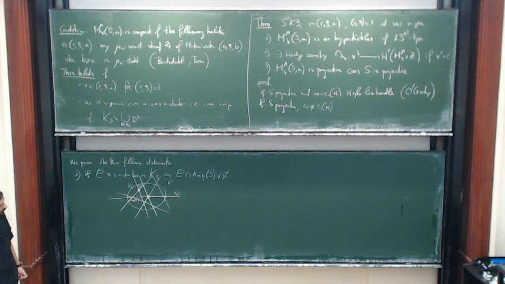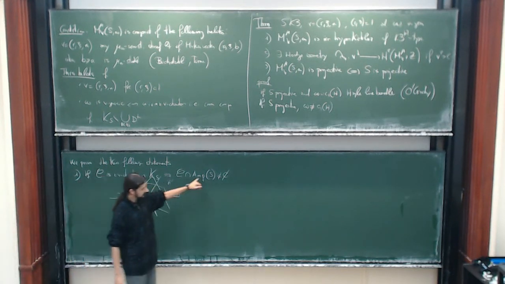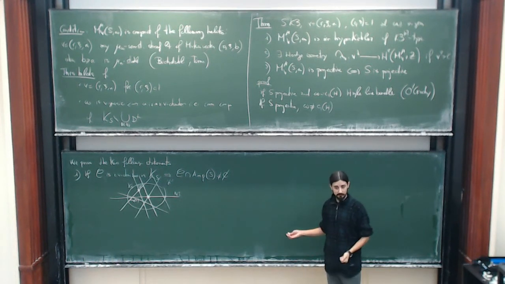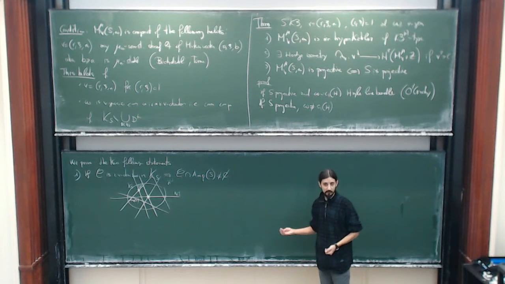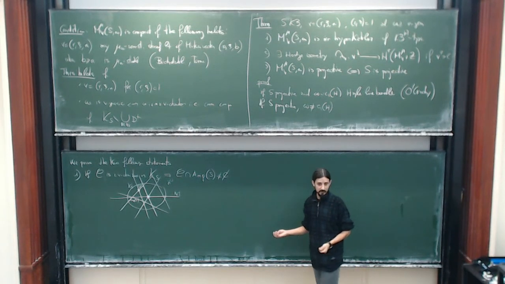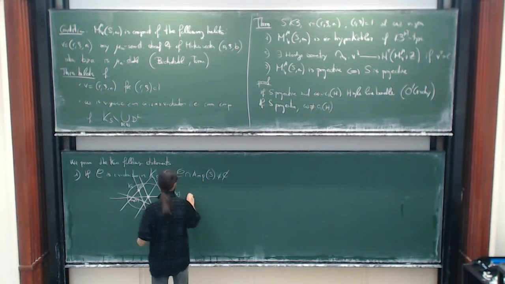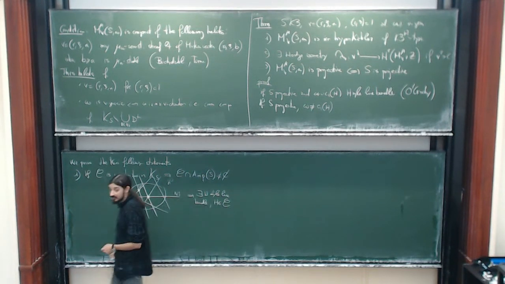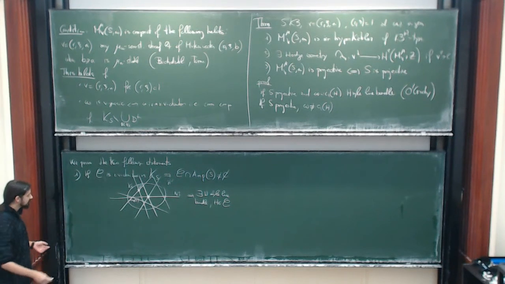And moreover, as a consequence of this, you immediately have that the intersection is a chamber in the ample cone, and any chamber in the ample cone contains an ample line bundle. So in particular, you get an ample line bundle in any chamber. The second thing we show.